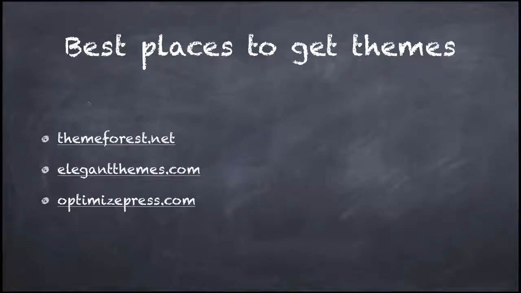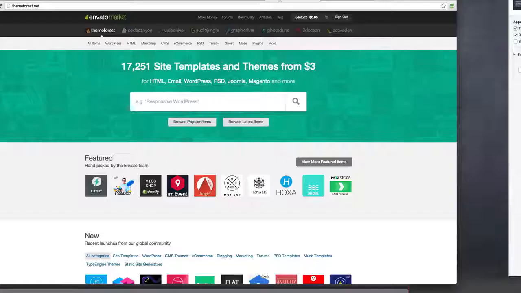There are 3 places that I like to get themes from. There are, of course, many, many more. There are industries dedicated to creating themes here. So you will find probably hundreds of thousands of different themes. The 3 that I like are ThemeForest, Elegant Themes, and OptimizePress. And I'd like to walk you through a couple of those right now.